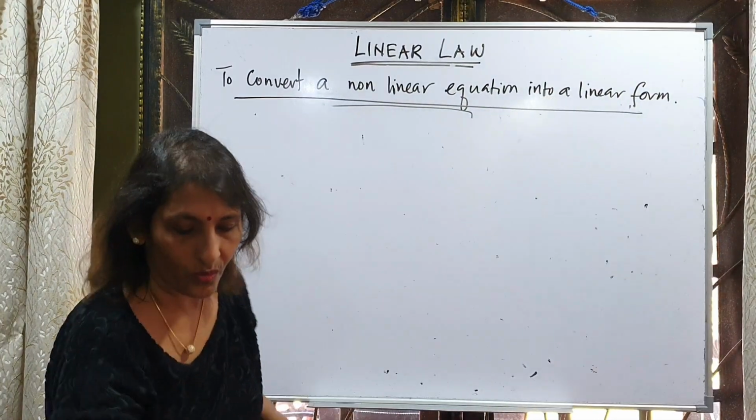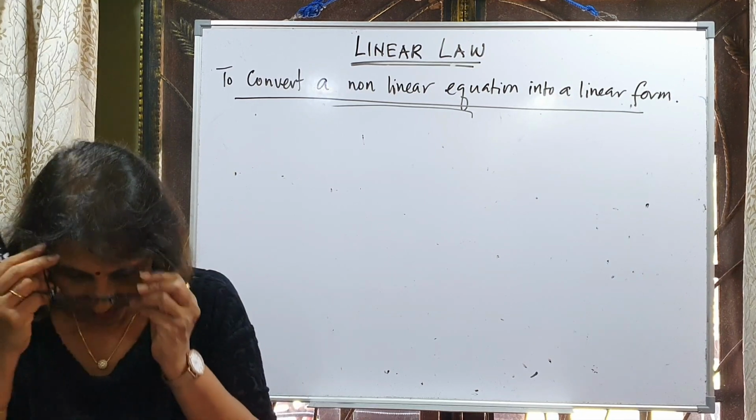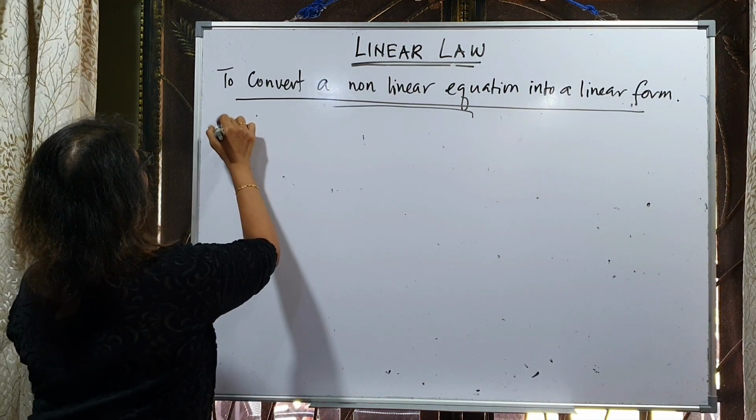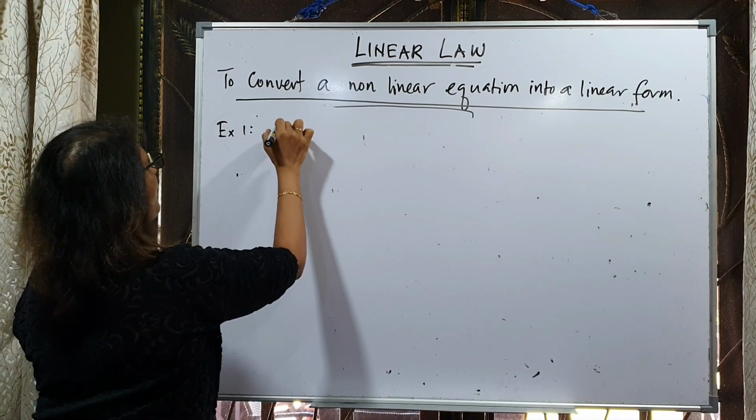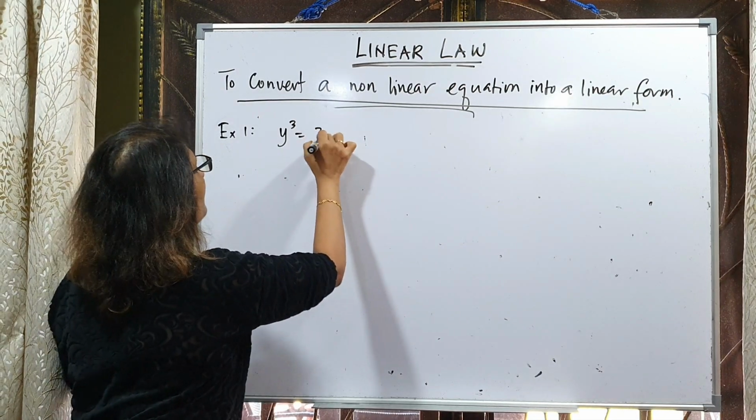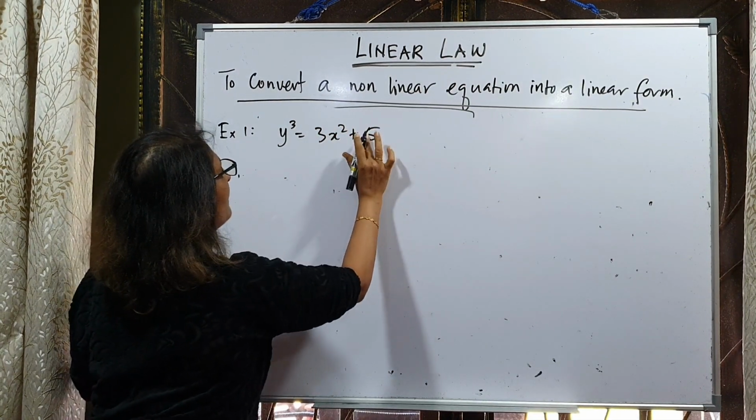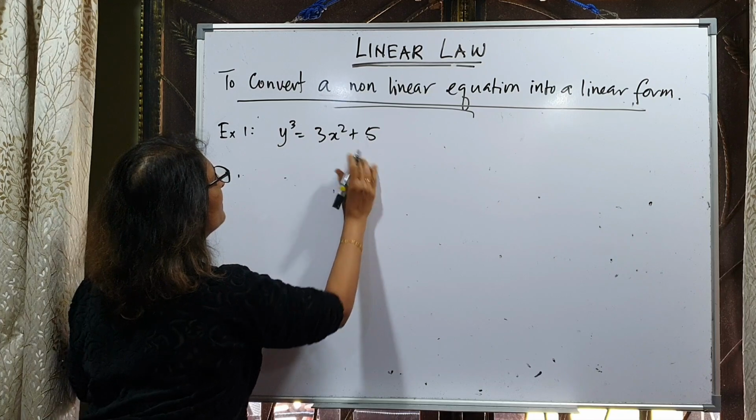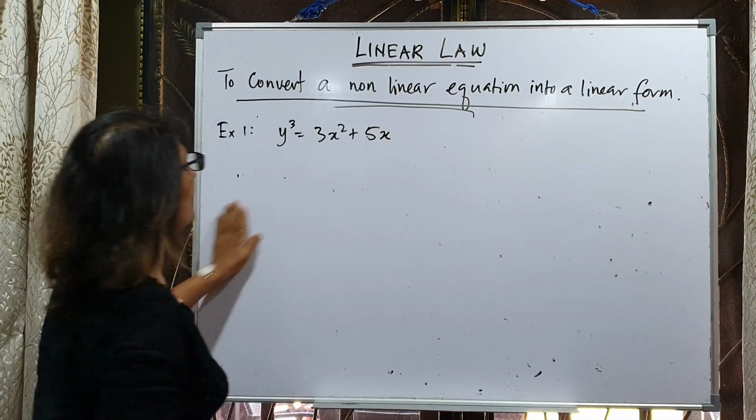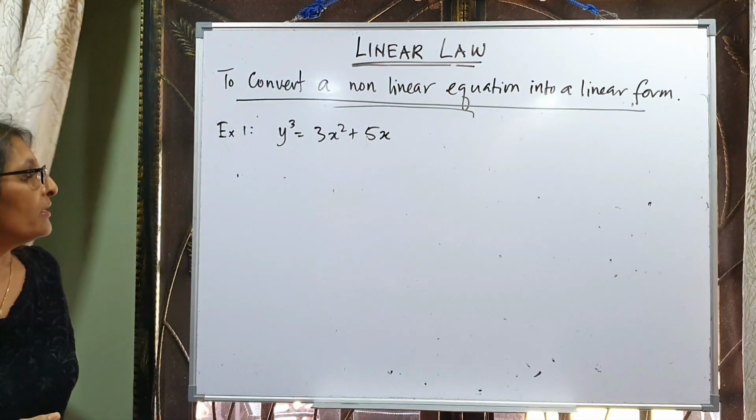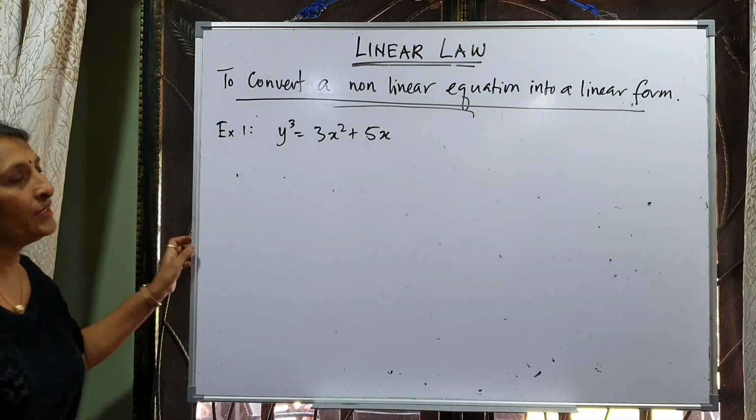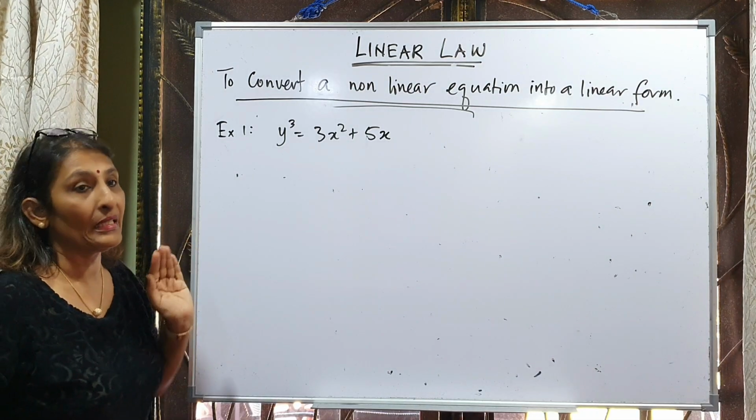Okay, now let's see how. Example 1. y cubed equals, say, 3x squared plus 5, right? Now this equation is a non-linear equation. How do I change it to the linear form? I want to change it to y equals mx plus c, that form.